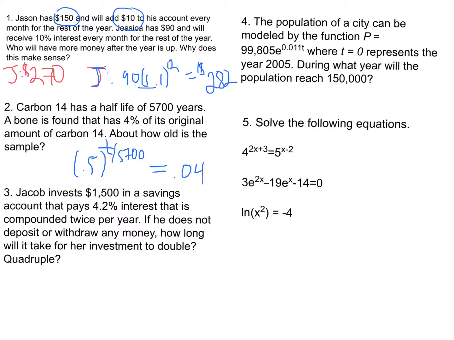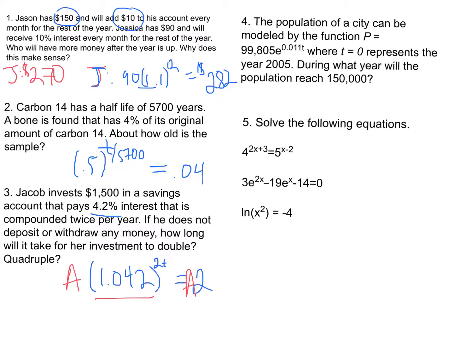Number 3, just important to remember that if I'm growing something at 4.2%, then my growth factor is 1.042. And this happens twice a year. So if t were the number of years, I'm compounding 2 times t. All right? And I want to know when this doubles, so I want to know when this is equivalent to 2, because I'll be taking some amount a and multiplying it by this, and I want to know when it's 2.